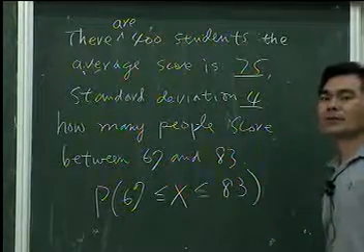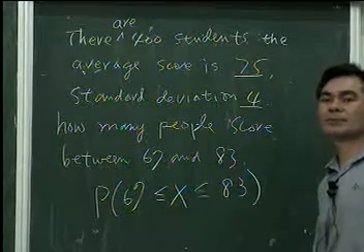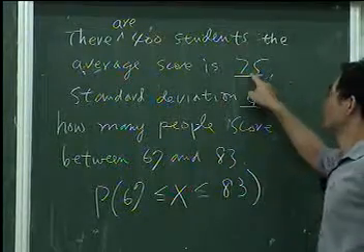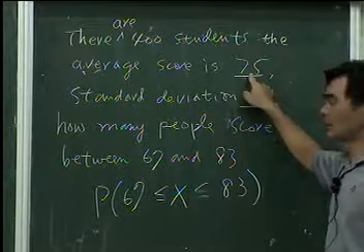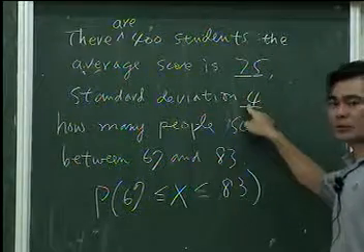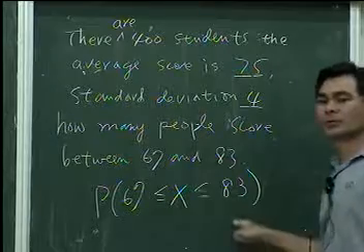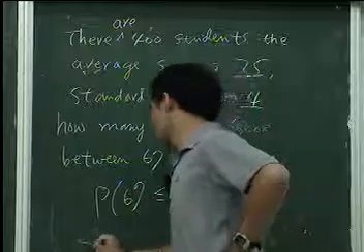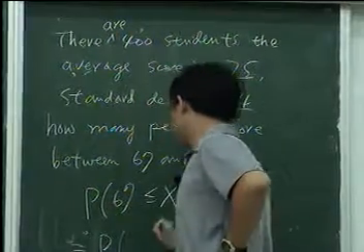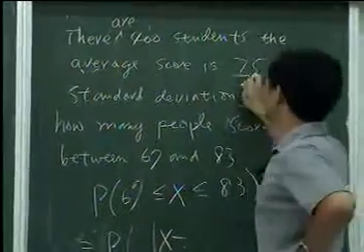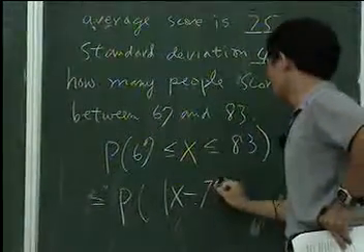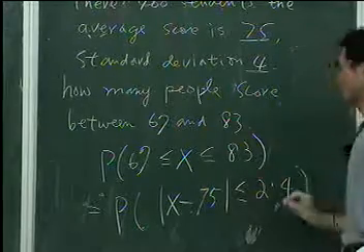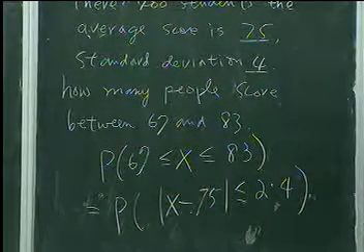So the same thing here. Do you know the probability distribution of this variable? You don't. You only know the average score, that's the mean, and the standard deviation, okay? So you need to use Chebyshev inequality, okay? So in this case, you get P of x minus mean, that's 75, less than or equal to 2 times 4. So what does that mean?